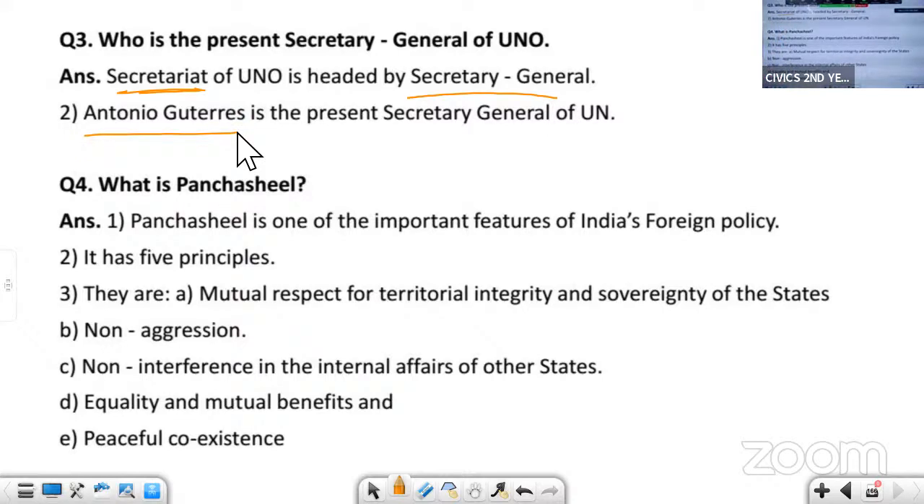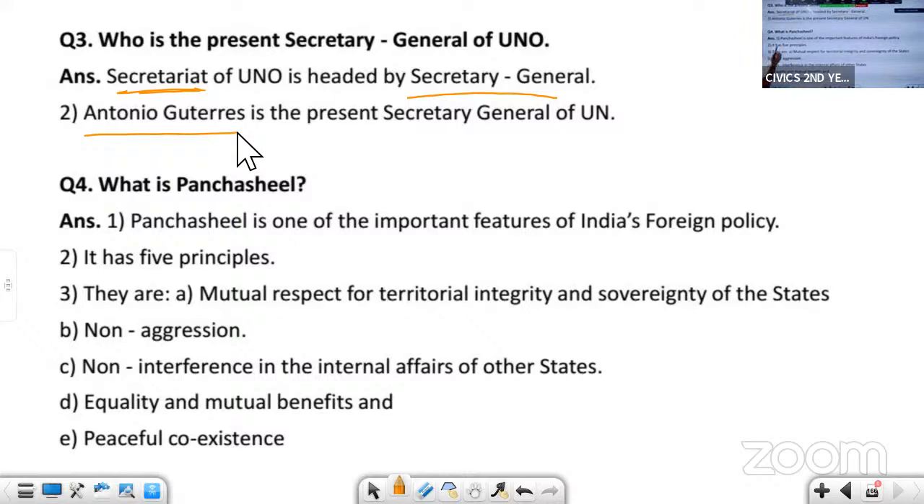Just now we have discussed about Secretary General. So how is he elected? He is elected by General Assembly, and he is the head of the Secretariat. He is elected for the period of 5 years.